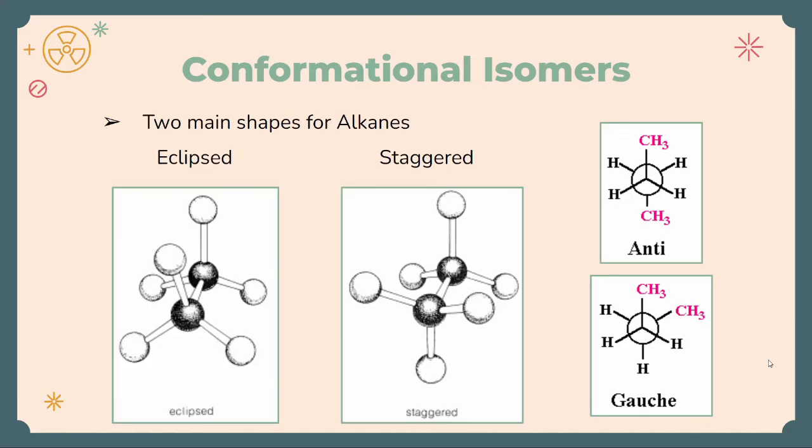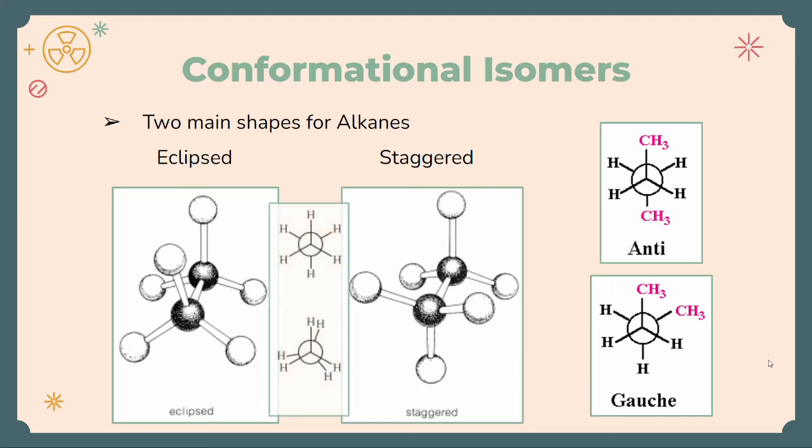Primarily for alkanes, there are two main shapes for conformational isomers. One is eclipsed, where the like groups overlap, and for this ethane molecule, if looking at it from the front, we can see that the hydrogens overlap, whereas in staggered form they are more separated. And here are the Newman projections for these two forms. We see in the bottom for the eclipsed form how the hydrogens are on top of each other, whereas in the top they're more staggered.